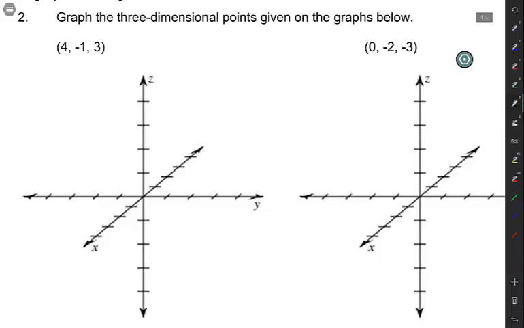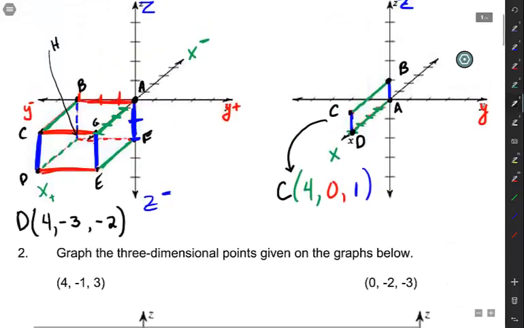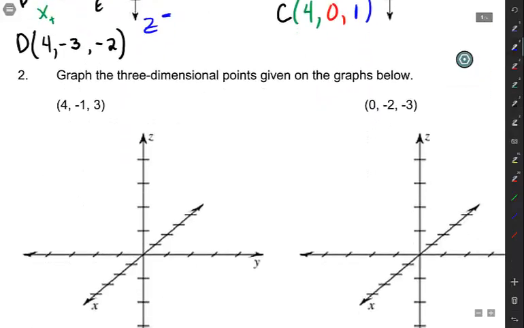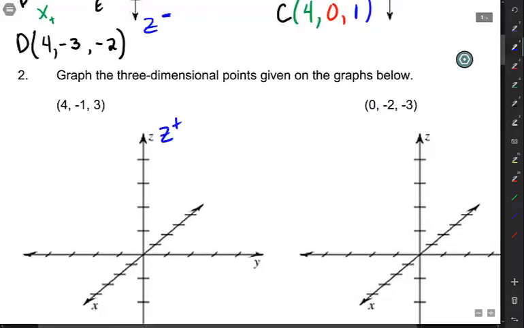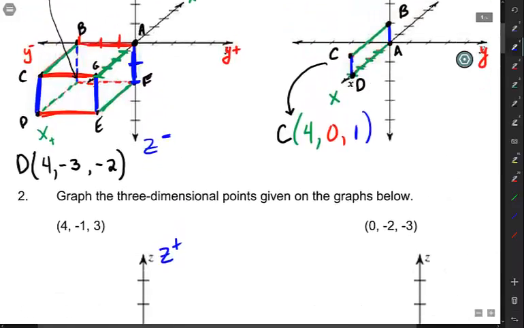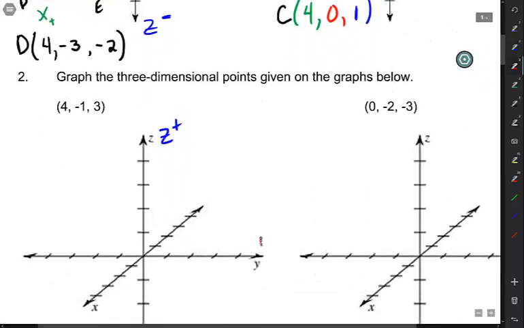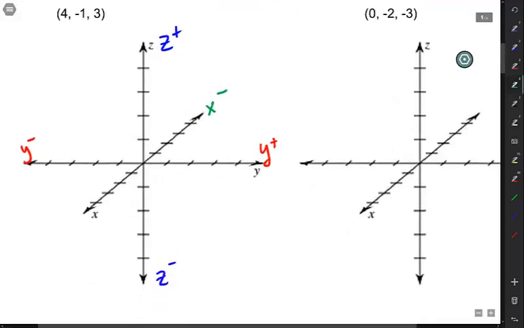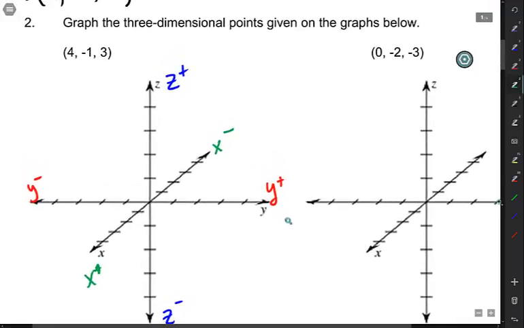4, -3, 4, -1, 3. So let's label. Once again, our vertical is Z, so let's put Z positive up there and Z negative down there. Our horizontal was red, so Y positive and Y negative, and green, X negative at the back, X positive at the front. Who can do my X?